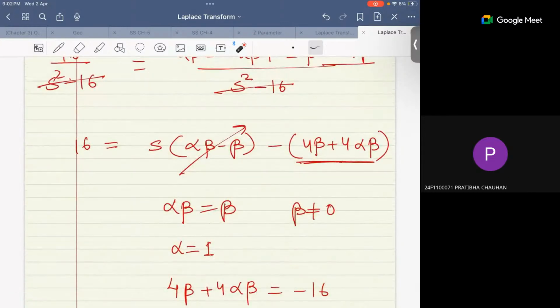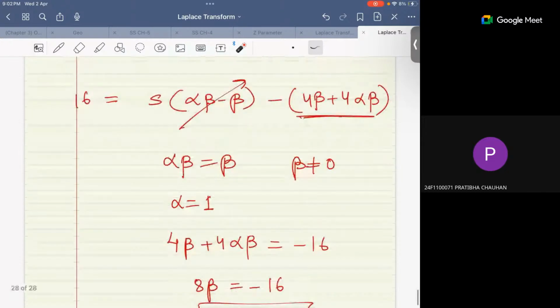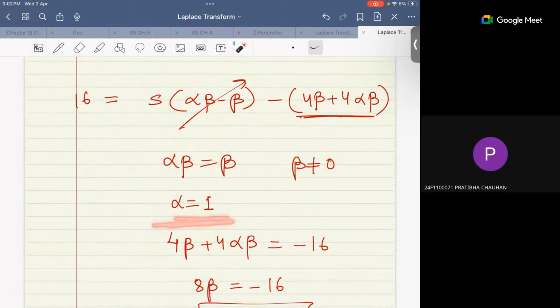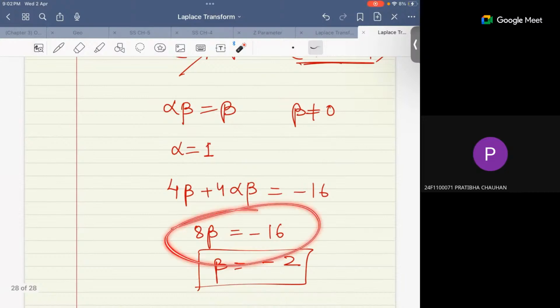In the end, what we came to know is that this was the numerator part. The numerator part got cancelled. There is no s part, right? So this got cancelled. There is no s here, right? So that means this whole value will be 0. So alpha beta equals beta. If beta is not equal to 0, any value you take apart from 0, you'll get alpha equals 1, right? Similarly, you'll put alpha equals 1 here, and you'll get the value of beta. Is this clear to everyone?